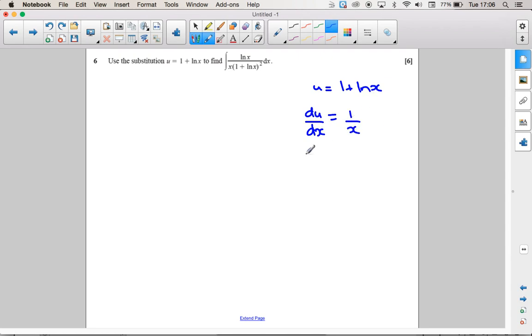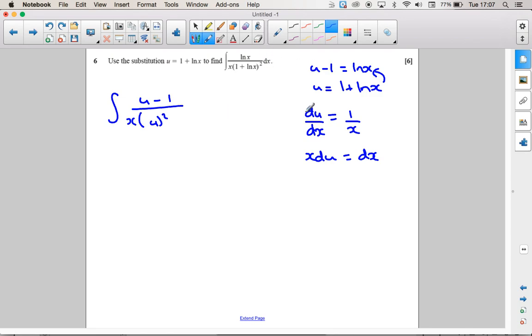And if I times by x and times by dx, I now know that dx is the same as x du. So what that means I can do is when I come over here, I can change first of all ln x. Well, ln x is going to be u take 1, just from here. So I've got a u take 1 on the top. I've got an x here, which I'm going to just leave alone for a second. And I've got a 1 plus ln x in a bracket that's being squared. So that's now just going to be u squared.